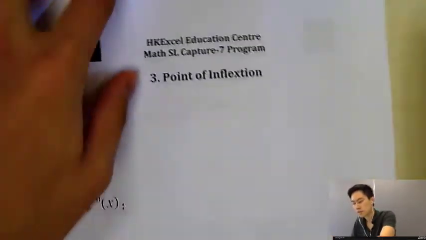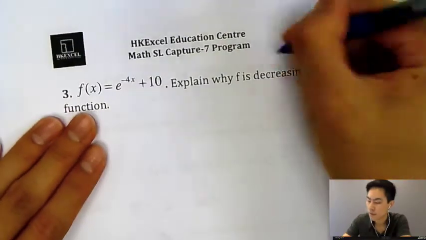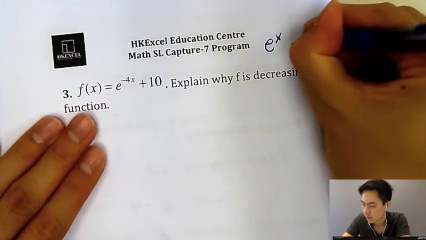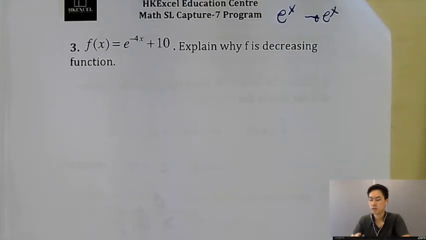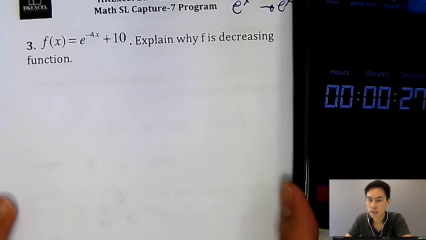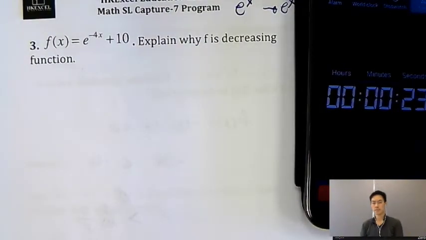Next page. So practice question again. This time is e^x. Whenever you differentiate e^x, it's the same thing, right? It's e^x. So you can have 30 seconds to try this out. But this time, explain why it is a decreasing function. I'll let you try first.